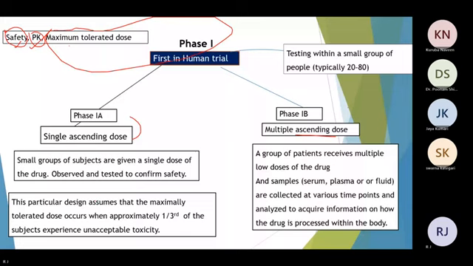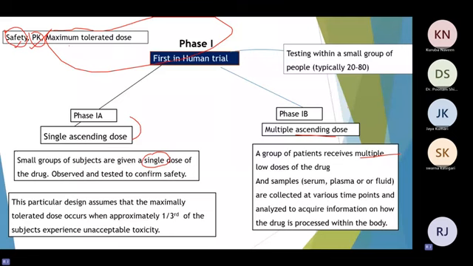Okay, in phase 1B, a group of patients receive multiple low doses of the drug. Here all people are receiving a single dose of a drug. Okay, just remember, here people are receiving multiple doses of a drug.